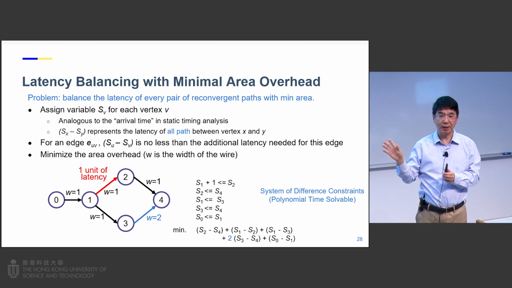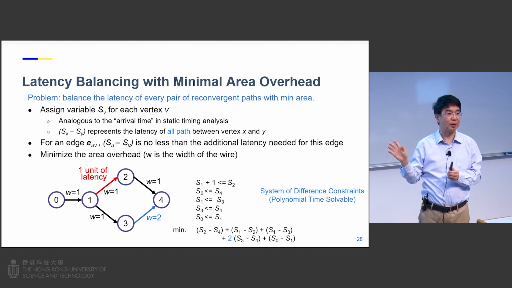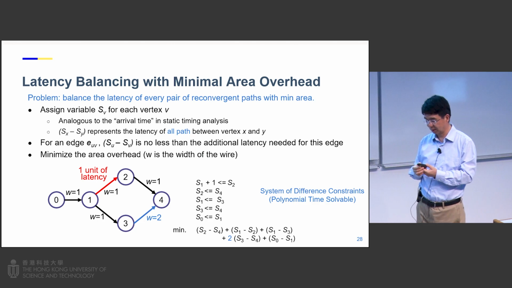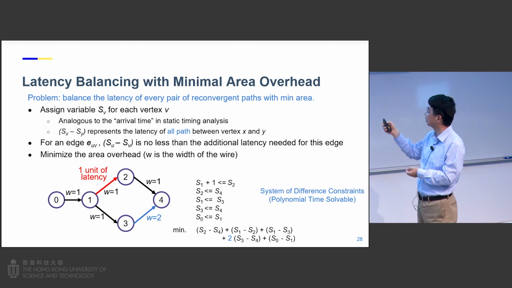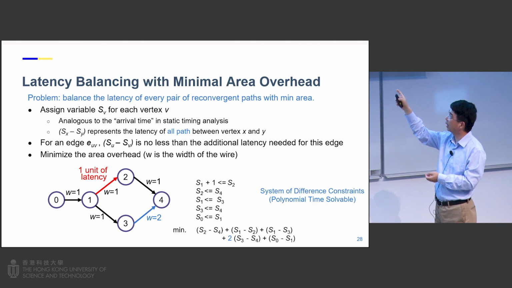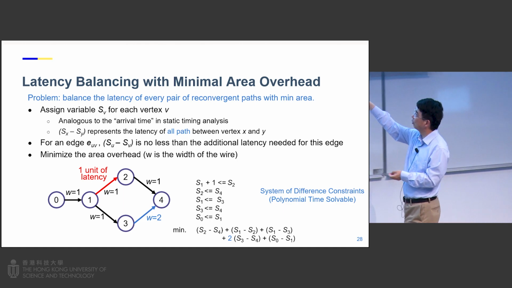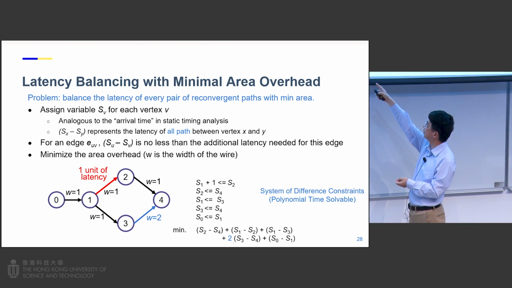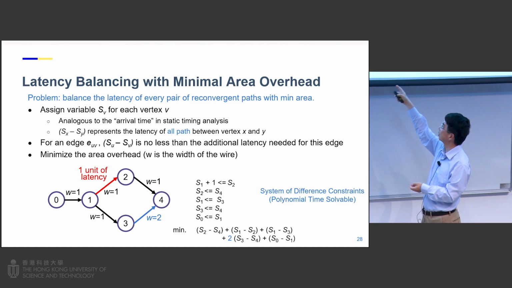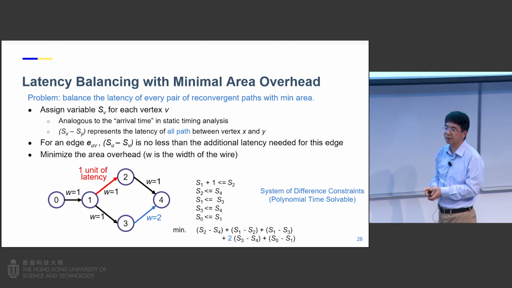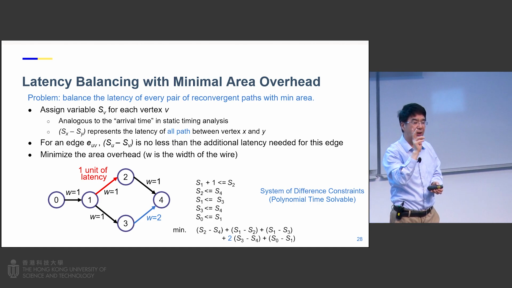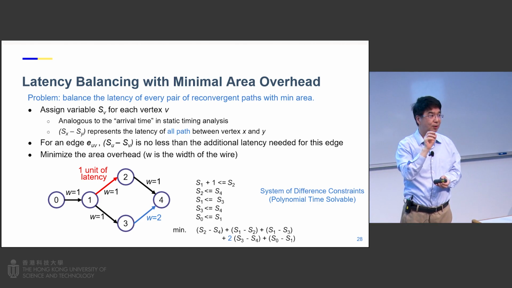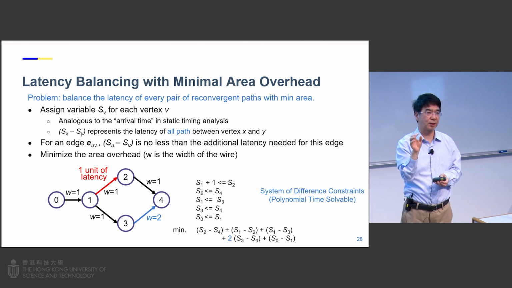Integer linear programming, is it an easy problem or a difficult problem? It's actually a very difficult problem. It's an NP-hard problem, so you cannot have the exact solution. However, the way I write it in this way, if you rewrite it, it becomes S0 minus S1 less than 0, S3 minus S4 less than 0. You can see each equation has a pairwise difference. So that's what I call the system of difference constraints.